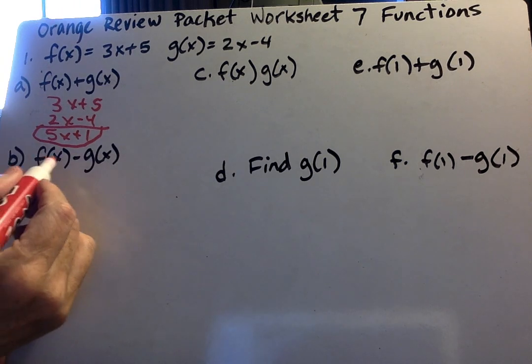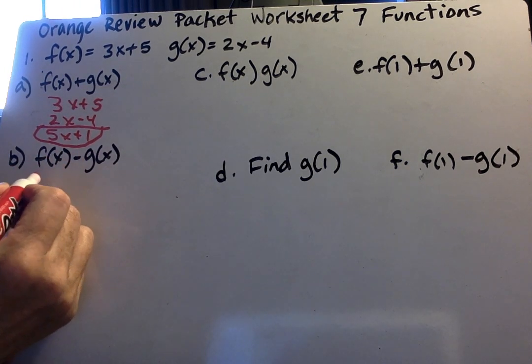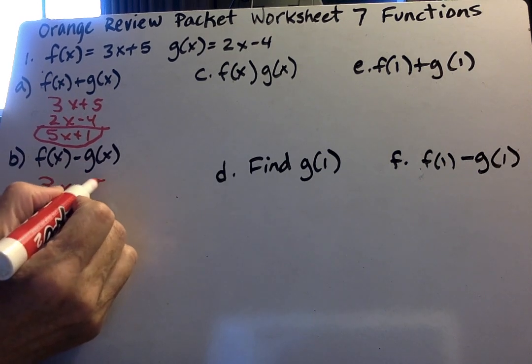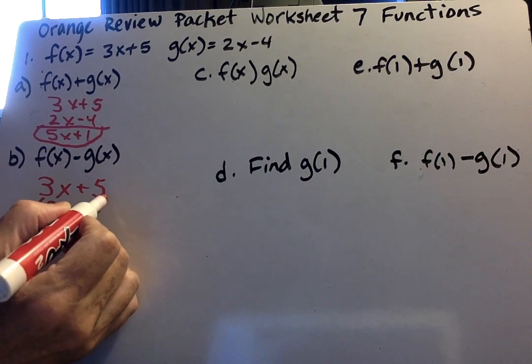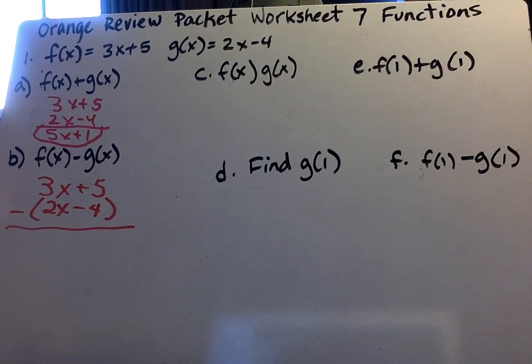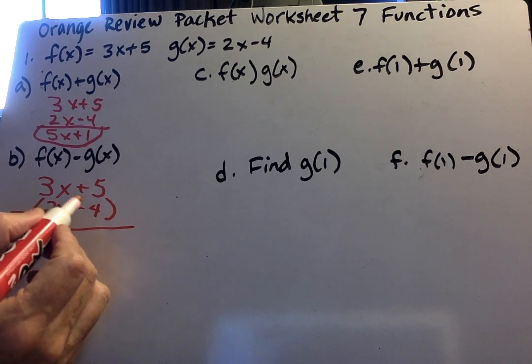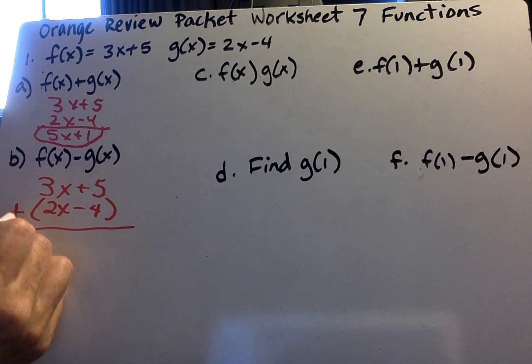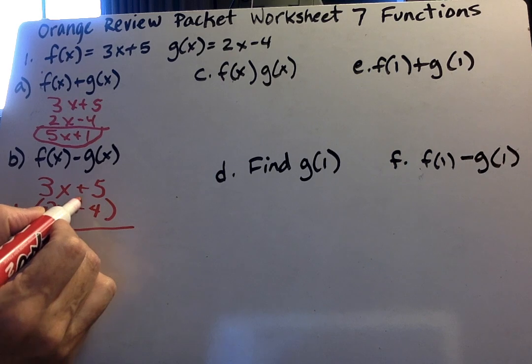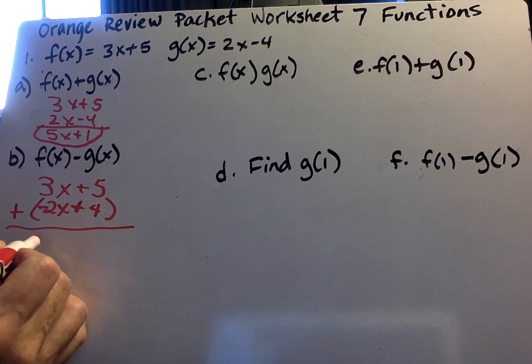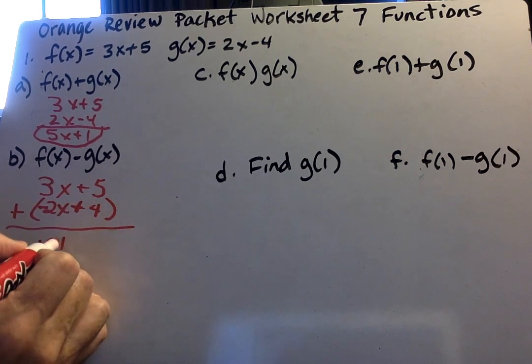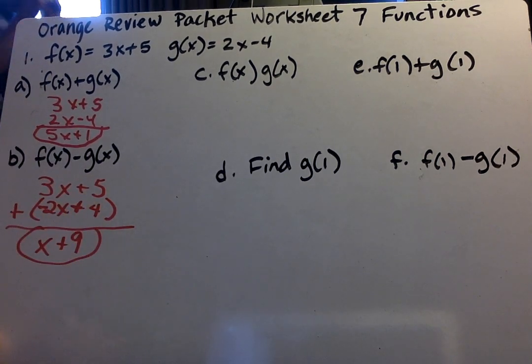Next, we go on to B, f of x minus g of x. Now this one's a little bit trickier. f of x we write first, minus g of x is 2x minus 4. Now, the main thing people get wrong here is that they don't distribute the negative through the parentheses. They'll just do minus 2x and not change that second sign. So what we're going to do is change this to plus, that one to minus, this one to plus. And then we just treat it like an addition problem. 3x minus 2x is 1x, and 5 plus 4 is 9. So the answer is x plus 9.